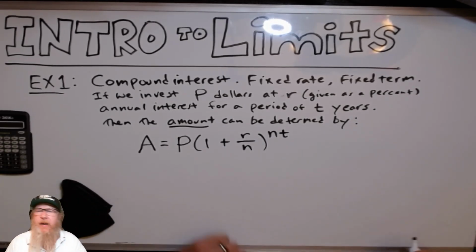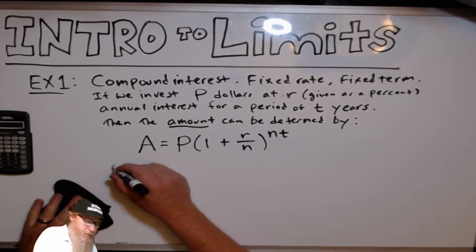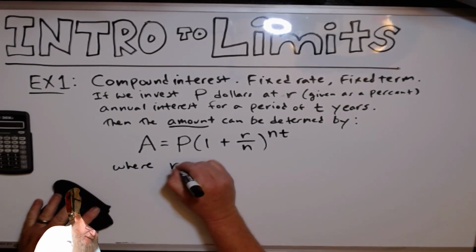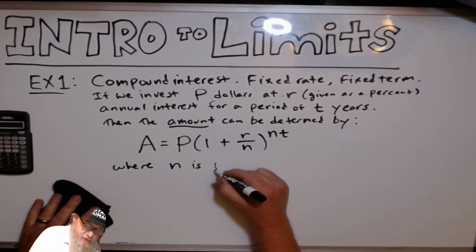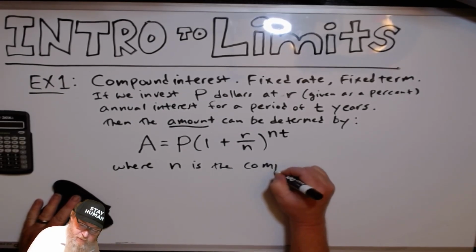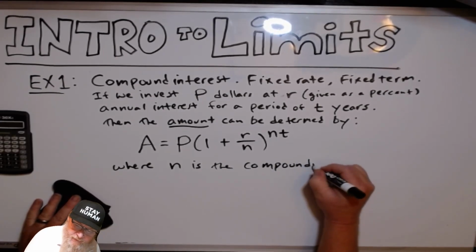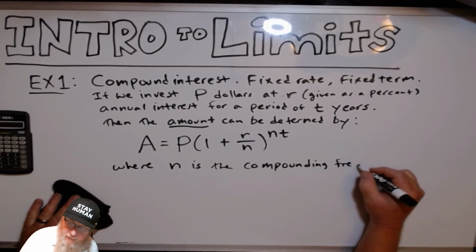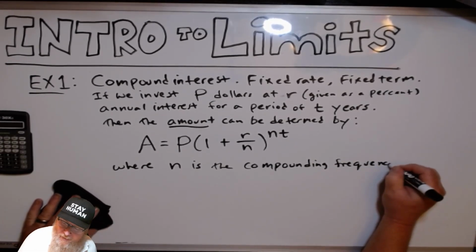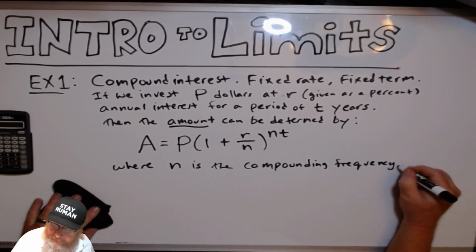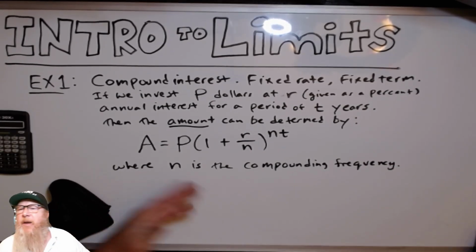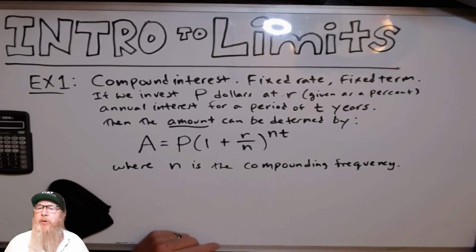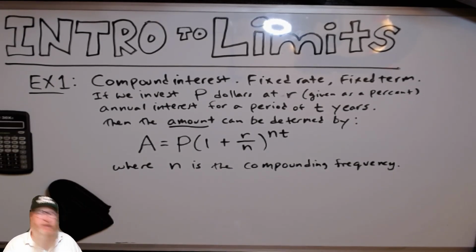So that is your compound interest formula, where n is the compounding frequency. Compounding frequency is a fancy way to say the number of times it's compounded per year. All right. So there we go. That'll be our first example.